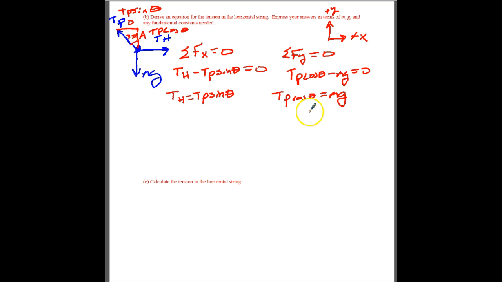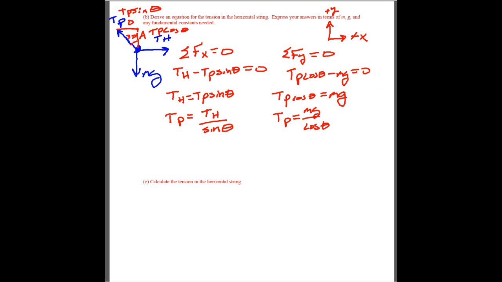Now at this point, we need to look and see what we've got. We do have TP on both sides. So since we have everything here, let's solve this one for TP. So TP is equal to TH over the sine of the angle. And on the other side, we can solve for TP, so TP is equal to mg over the cosine of the angle.